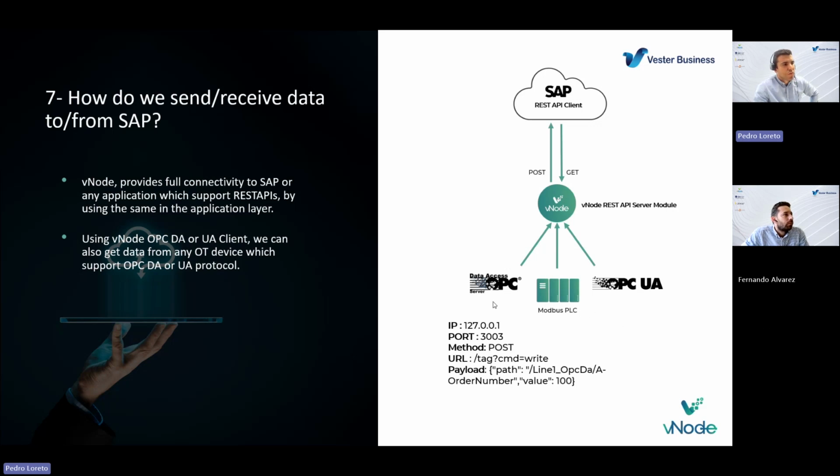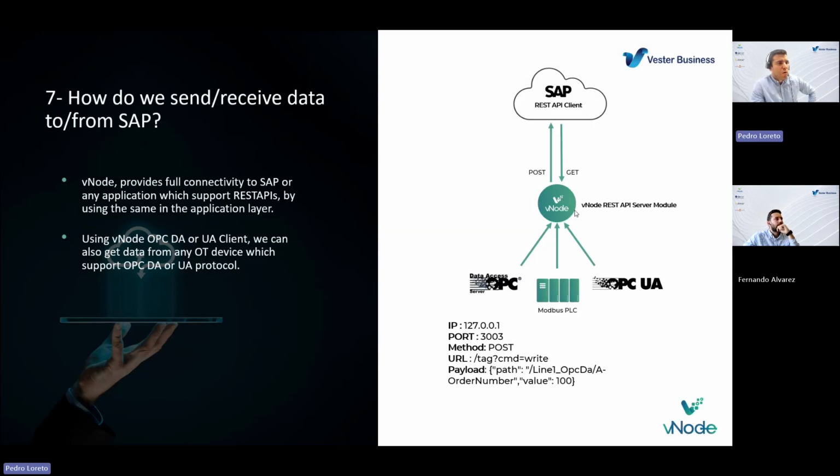We are going to have information from an OPC DA server from Matricon. Then we are going to connect to a Modbus PLC. This is a simulated Modbus device that is running locally in my computer. And then we are going to have also an OPC UA server for simulation from the company Unified Automation. So this is just to simply show you how we can have inside the vNode, in the same address space, information from 3 different data sources.